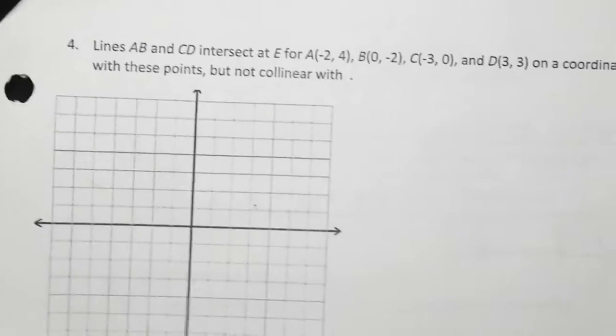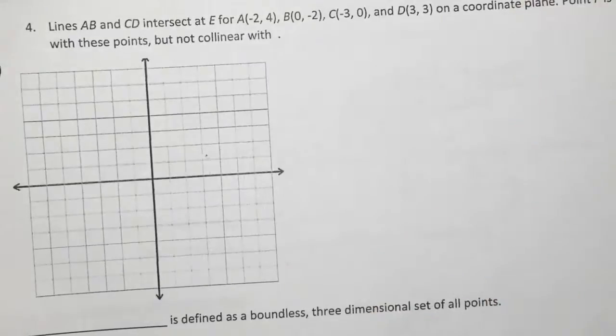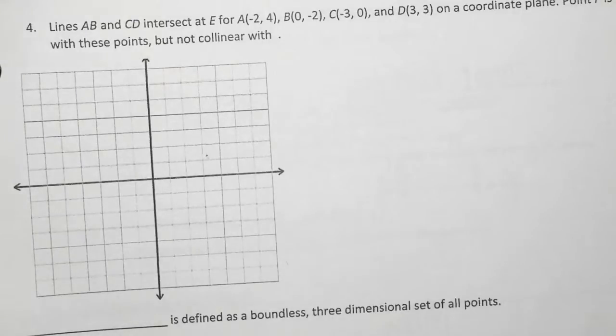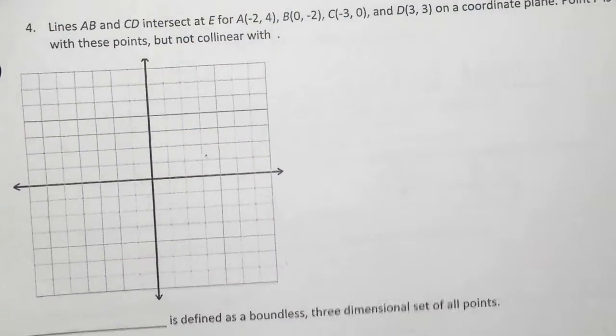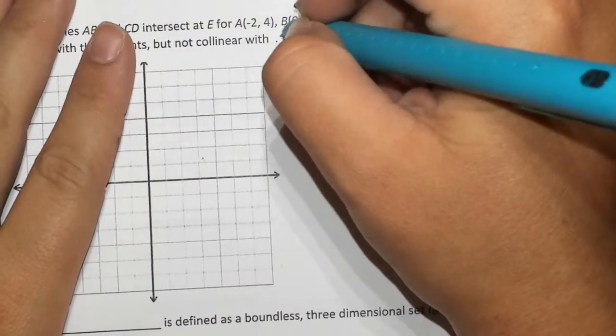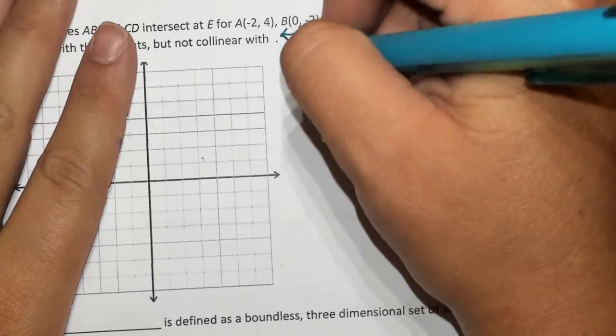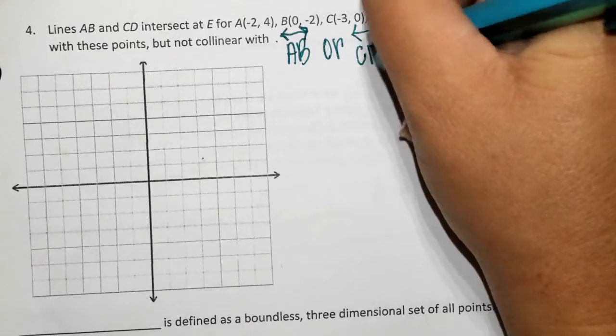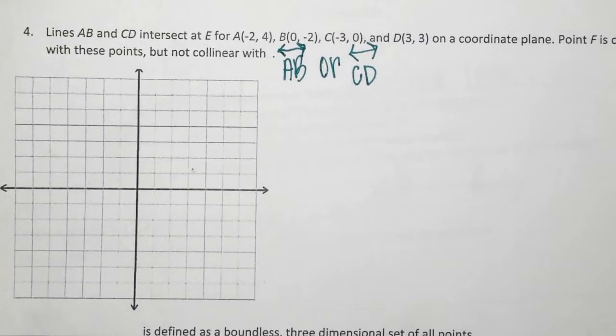All right, to the back. Okay, you're missing some information here at the end where the period is. So, real quick, fill this in. Line AB or line CD. That's supposed to be at the end of the sentence.